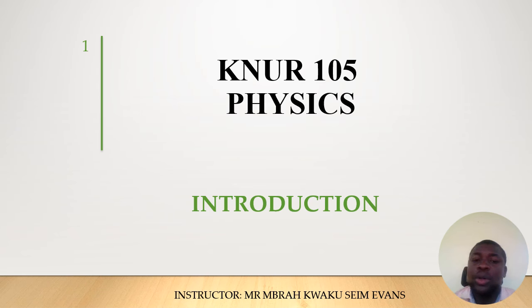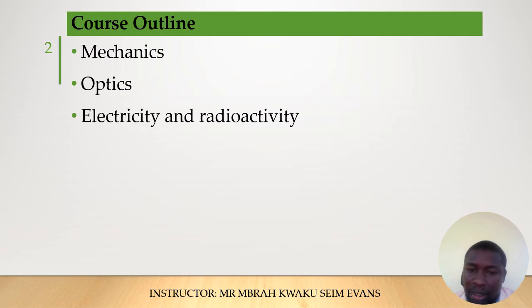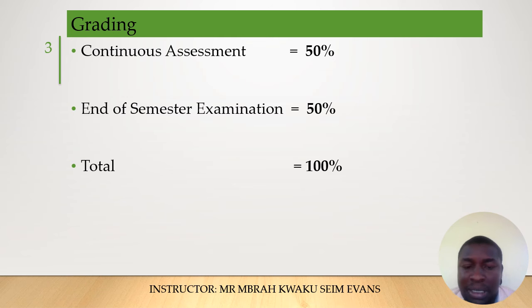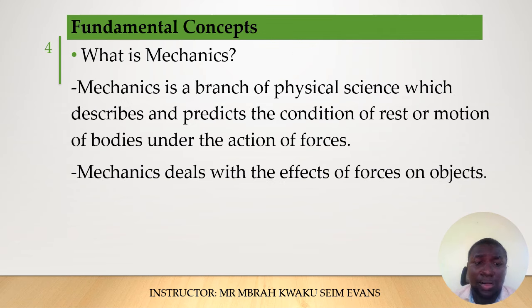The course code is KNUR 105, and I welcome you all on this journey with me. We'll start with the course outline. We'll be looking at mechanics, then electricity. Basically, because of the time, we're looking at these two major ones. We'll have a mid-semester examination for your continuous assessment and the end of semester examination, 30-70, and the total will be 100%.